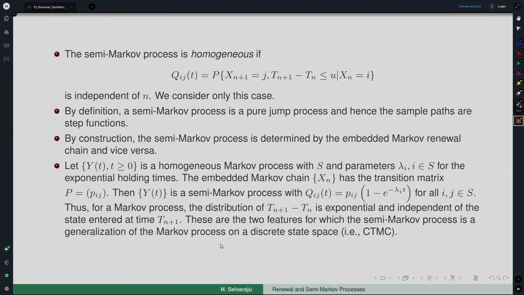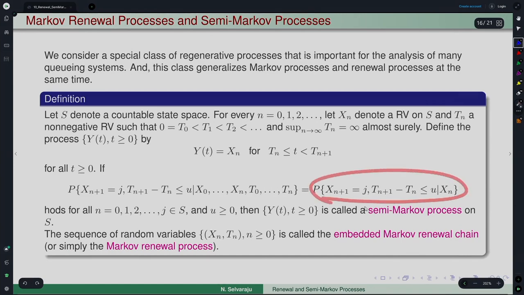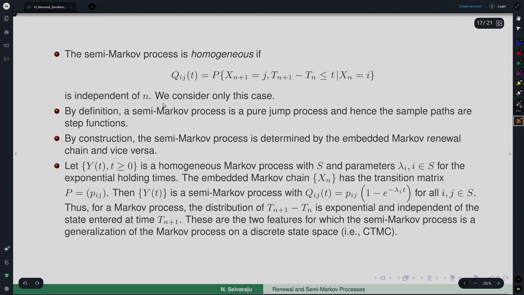And the semi-Markov process is homogeneous if this probability is independent of n, much like a Markov process, and we will be considering only such quantities. The notation for this is Q_ij(t), to denote the transition probability that the process, at transition epoch T_n, moved to i, and then the next transition is going to happen to state j, and the time for the next renewal, T_{n+1} minus T_n, is less than or equal to t. This is Q_ij(t), which is independent of n.